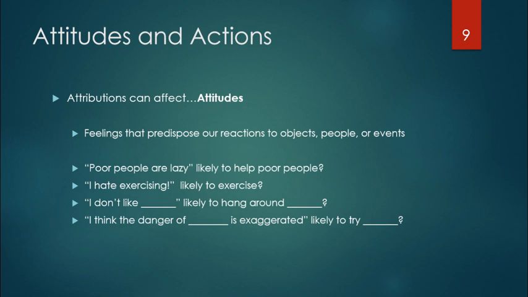All right, so let's talk about that. Let's talk about how attributions influence attitudes. So, how we explain other people's behavior will affect our attitude. What is an attitude? Our attitudes are feelings that predispose our reactions to objects, people, or events. So attitudes are feelings that predispose our reactions to things.